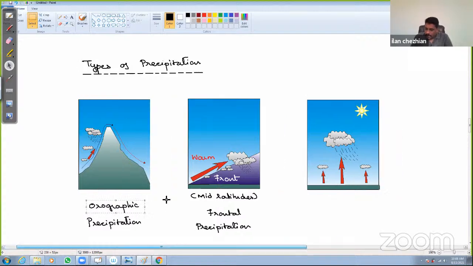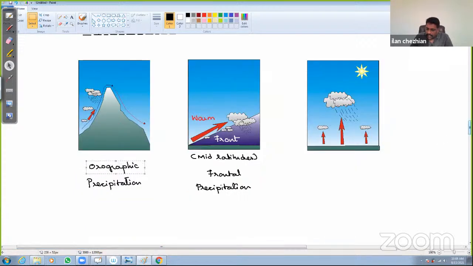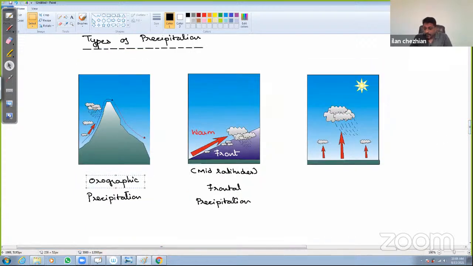And finally, my friend, if you're in a warmer region, very warm conditions, what happens? You will experience the rise of air mass on its own. Whenever the air mass is rising, it goes for condensation and precipitation. Such type of precipitation you call convectional precipitation.